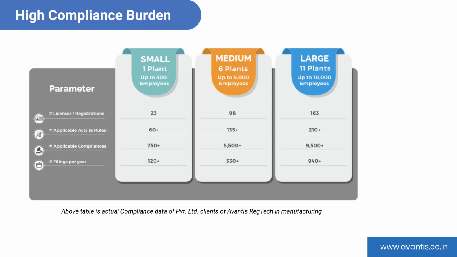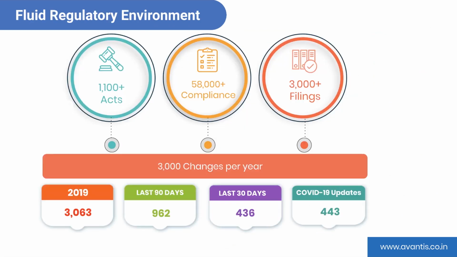So tracking, knowing when what is due, who's accountable, who's responsible, whether something got done or not, definitely is far from easy. Let's look at the fluid regulatory environment. So today in Avantis's compliance database, we deal with over 1,100 acts, 58,000 compliances with 3,000 filings. Guess what?